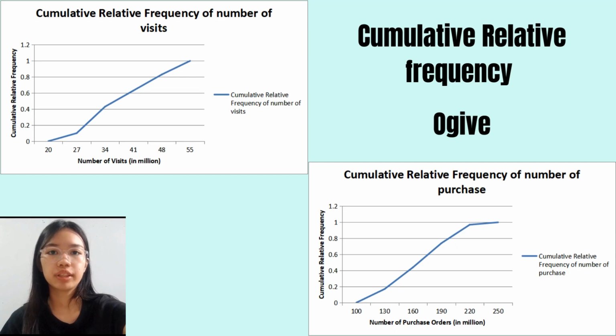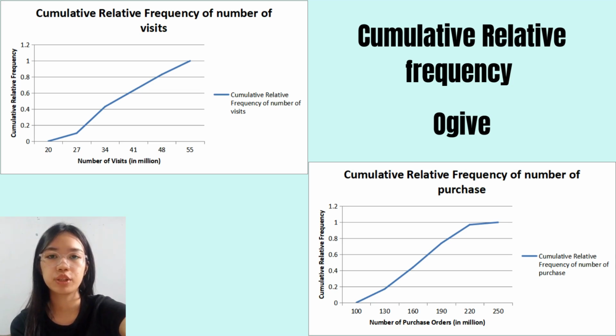Next is the cumulative relative frequency. We have used the ogive to compare the cumulative relative frequency for both metrics. For the ogive of CRF of number of visits, the distribution is quite uneven at first, but it is even starting from class 3. The curve of CRF for number of purchase orders increases evenly until class 4, where it only increases a little bit. So between the two graphs, the CRF for number of purchase orders has the more even distribution.